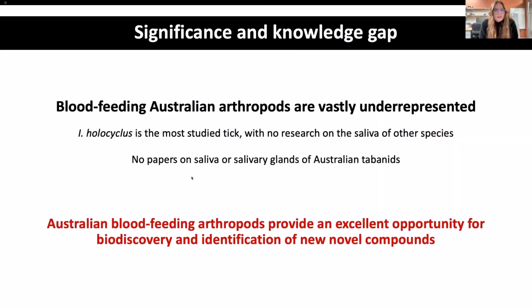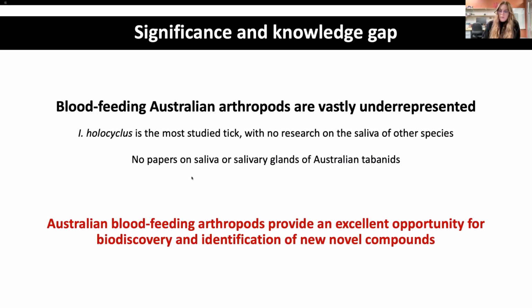So why do we actually care about this? Compared to other blood-feeding arthropods that are found globally, Australian species are vastly underrepresented, and this is because they don't really pose the same risk, because not a lot of our arthropods in Australia are vectors for anything. As I previously mentioned, Ixodes holocyclus is definitely our most studied tick because it causes the most severe paralysis, but we haven't actually looked at the saliva or salivary glands of any other species that are native to Australia. And this is also applicable to Australian tabanids, so we have no research done on their saliva at all.